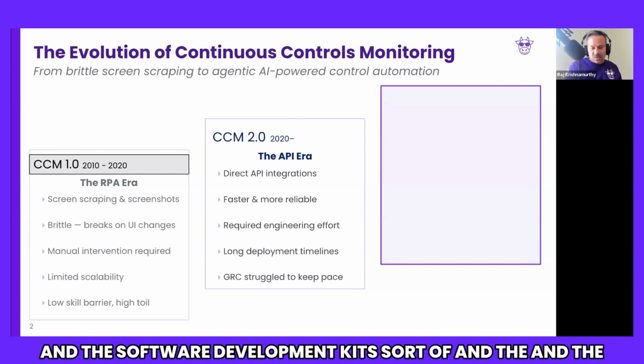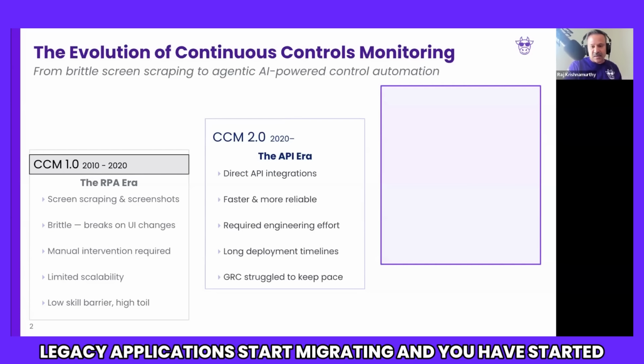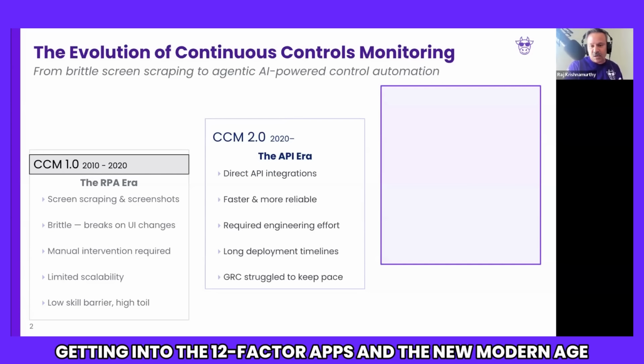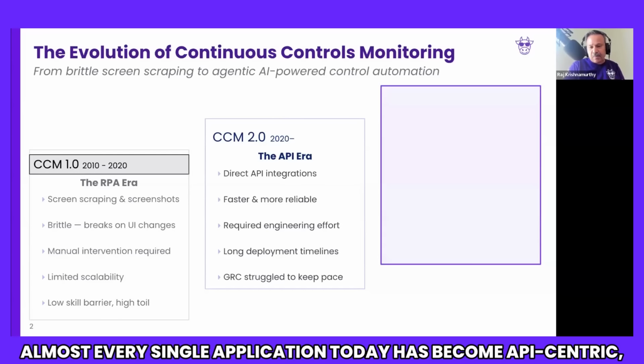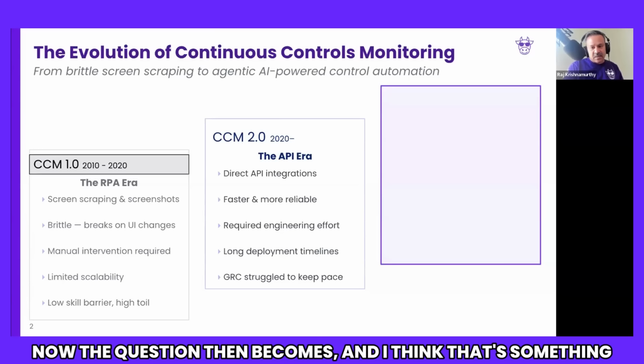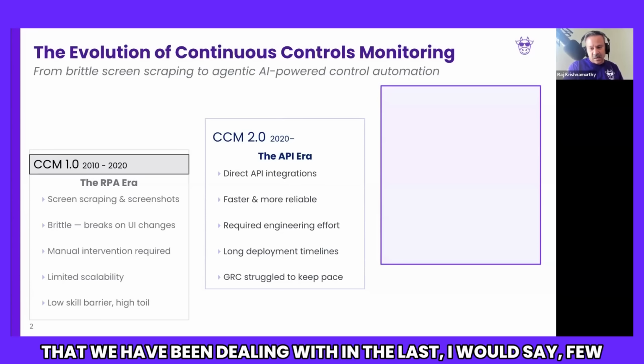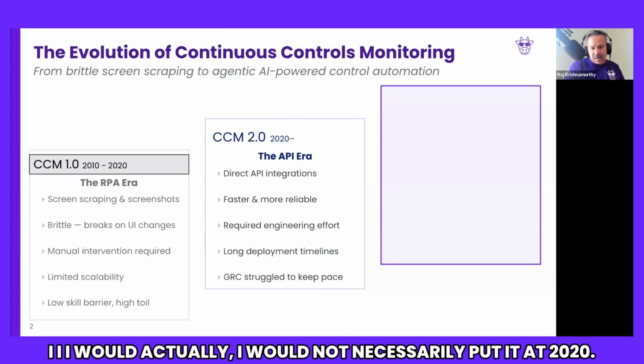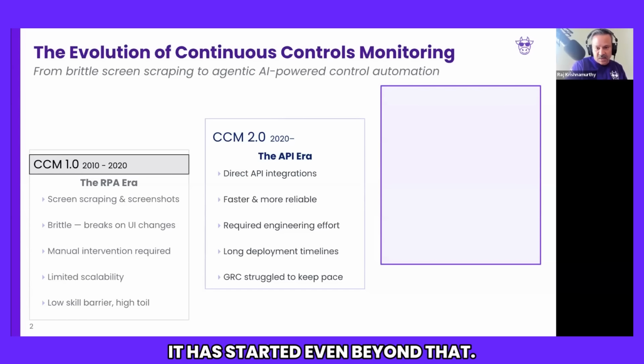because as APIs became the standard for consuming a protocol, and software development kits arrived, and legacy applications started migrating to 12-factor apps and the new modern-age applications, almost every single application today has become API-centric. Now the question becomes something we have been dealing with in the last few years. I would not necessarily put it at 2020. It started even before that.